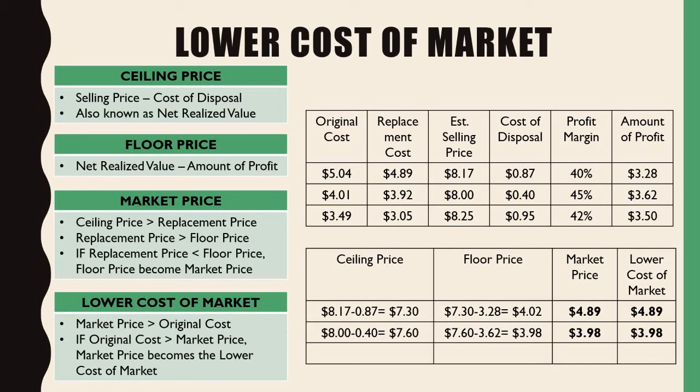The estimated selling price minus the cost of disposal. So 8.25 minus 95 cents is 7.30. Good, 730. So what's my floor? 7.30 minus the amount of profit, 3.50, is 3.80. Okay. And then what's going to be my market price?